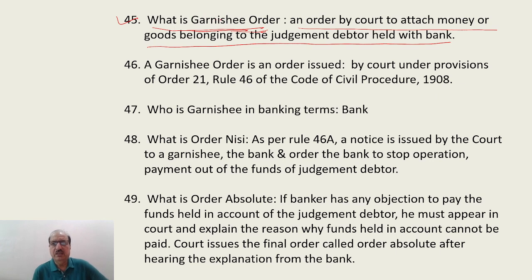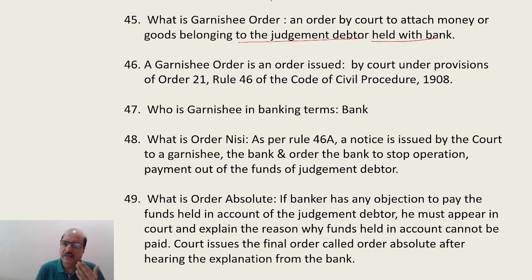A garnishee order is issued by the court to direct the bank to attach the properties or money lying with the bank. The judgment debtor is a customer of the bank. So any money lying with the bank of the customer against whom the garnishee order has been issued, the bank will attach. Here, one important thing is, a joint account cannot be attached.